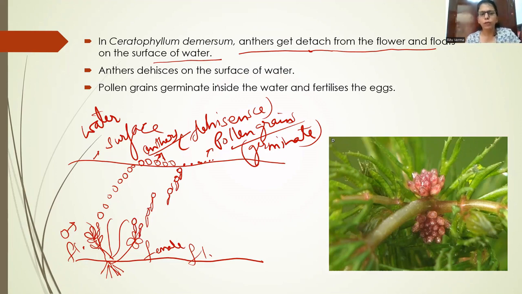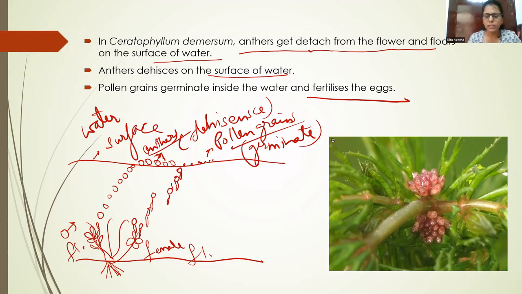So in Ceratophyllum demersum, the anthers detach from the flower and float on the surface of water. Anthers undergo dehiscence also on the surface of water. Pollen grains germinate also on the surface of water, and then they sink down with the growing pollen tube, sit on the stigma, and finally fertilize the eggs. So this was all about hypohydrogamy. That means the process of pollination occurs inside the water.